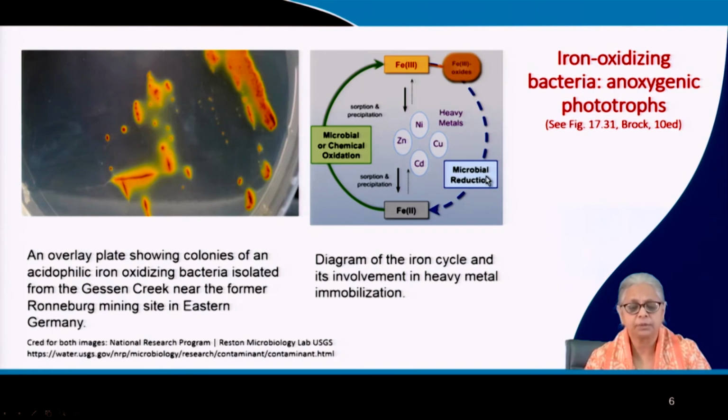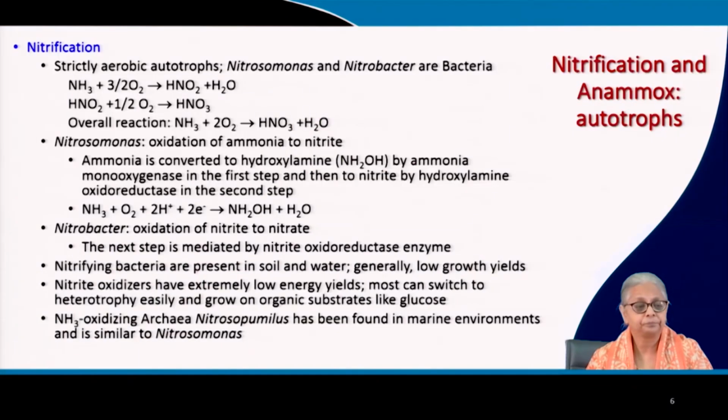Microbial reduction will bring them back to Fe2 and elemental iron, and the oxidation that I just showed you is also possible. So this is how iron is recycled literally within the environment by microbes. All of it is by microbes. And you can also have anoxygenic phototrophic iron oxidizing bacteria. So all of them do exist in the environment.